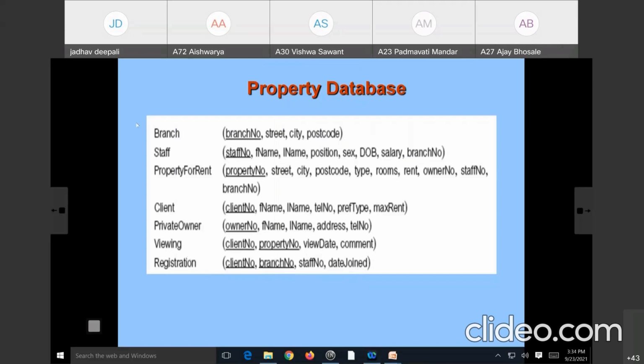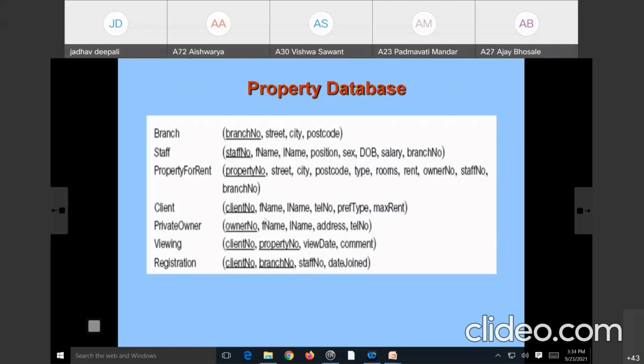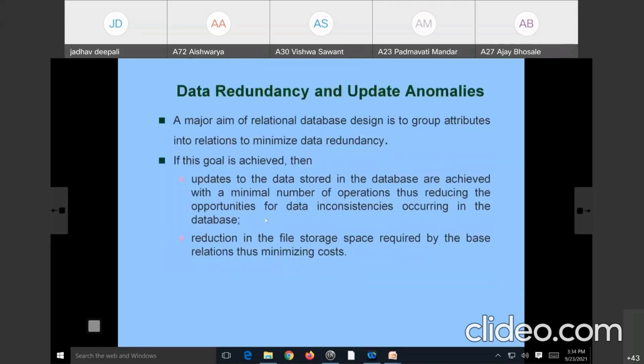So these are some attributes and these are some relations that we are going to refer to here for the normalization topics that we are going to see afterwards. Property database. Okay, so now the first part, that is data redundancy and update anomalies.